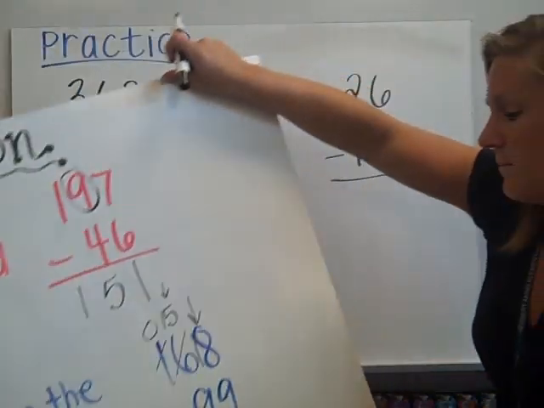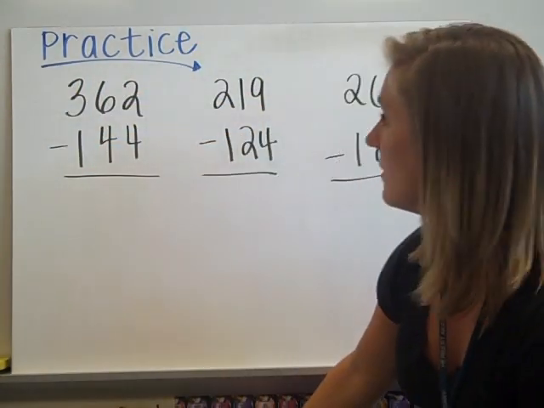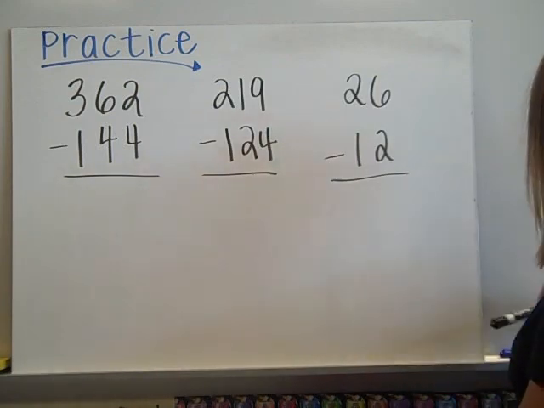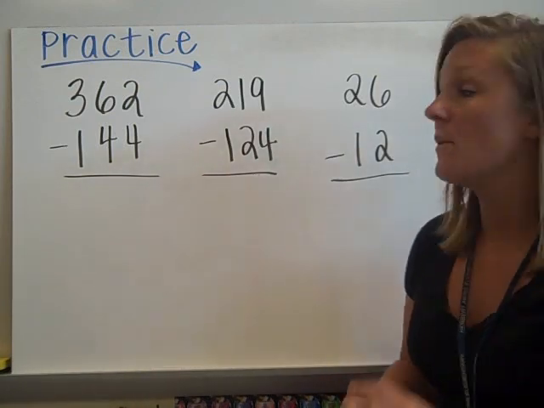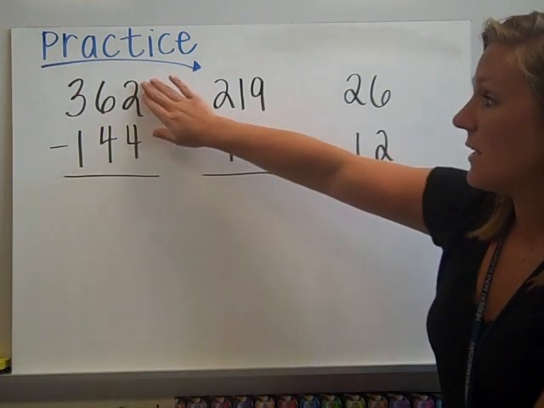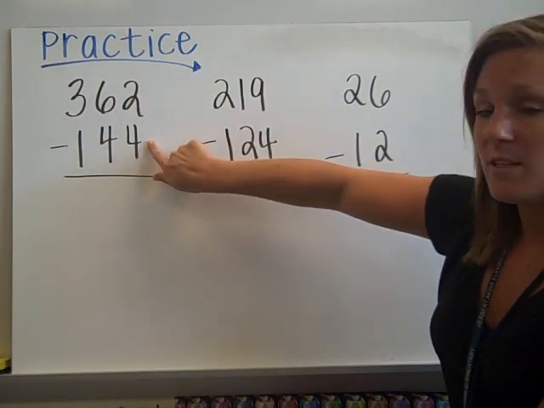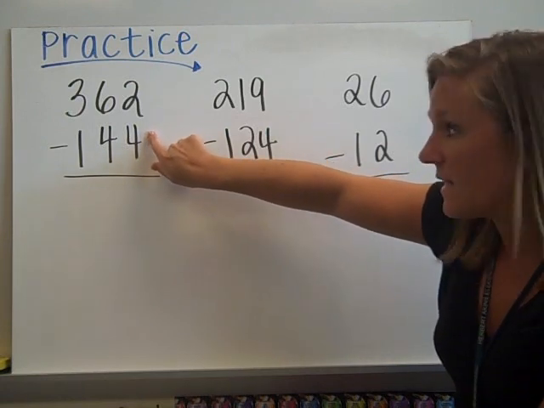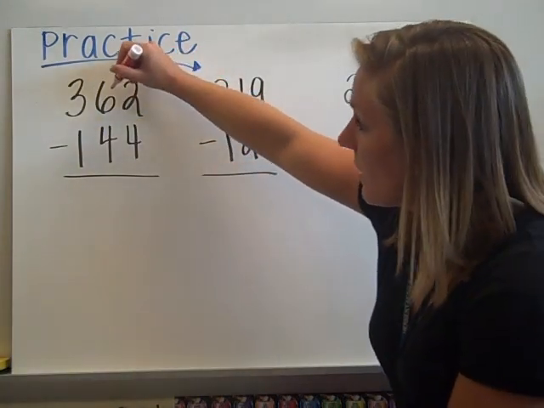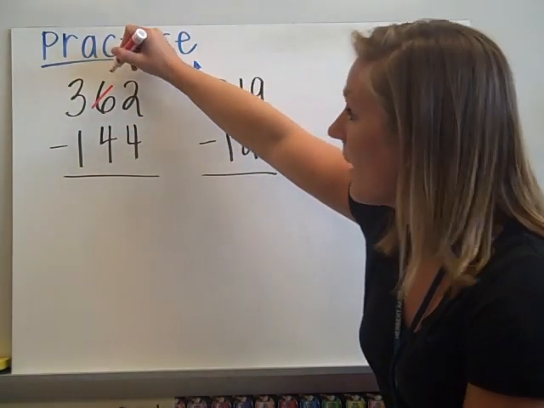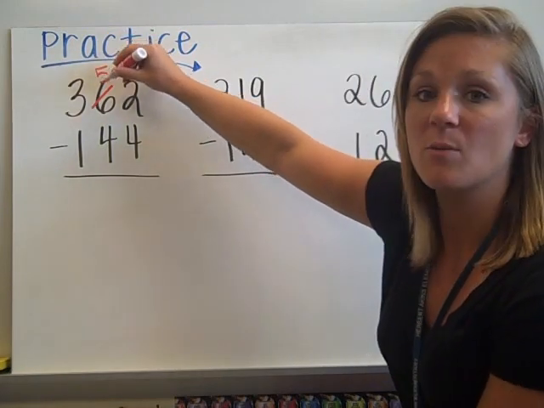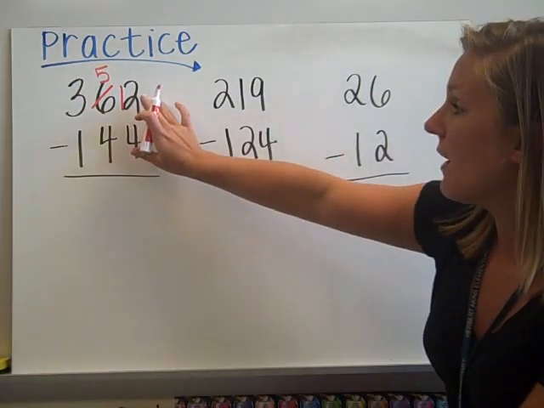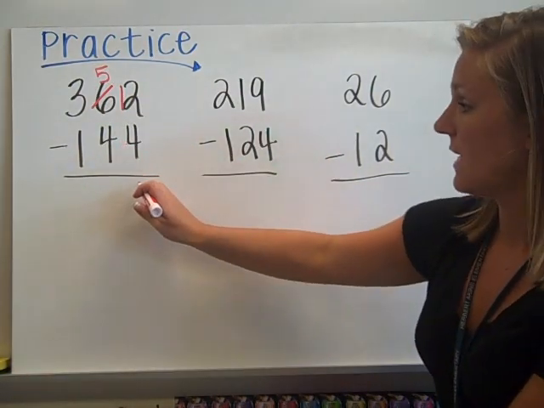All right, now we're going to do some practice problems. We're going to look just first at this one, 362 minus 144. Okay, look at the number on top. Okay, it's actually different here. The number on the floor is bigger. So when there's more on the floor, I need to go next door. I'm going to go next door, take 1 ten away, leaving me with 5 tens. 6 minus 1 is 5. And add my 1 ten over here, making 12. 12 minus 4 is 8.